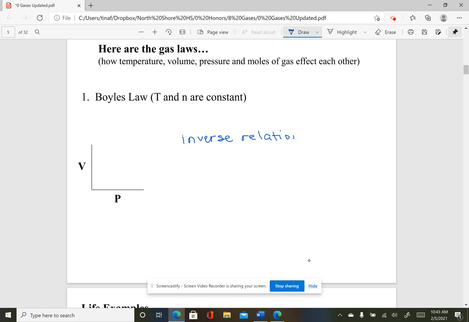So if you take a container and you make it smaller, your particles are going to hit against the walls of the container more. You're going to be pushing your particles closer together. So by decreasing the volume, you're increasing pressure. When one goes up, the other goes down. So they have an inverse relationship. And a graph would look like this. Okay, that's assuming the temperature of the gas and the number of moles are staying constant. We're looking at how two things are related to each other.